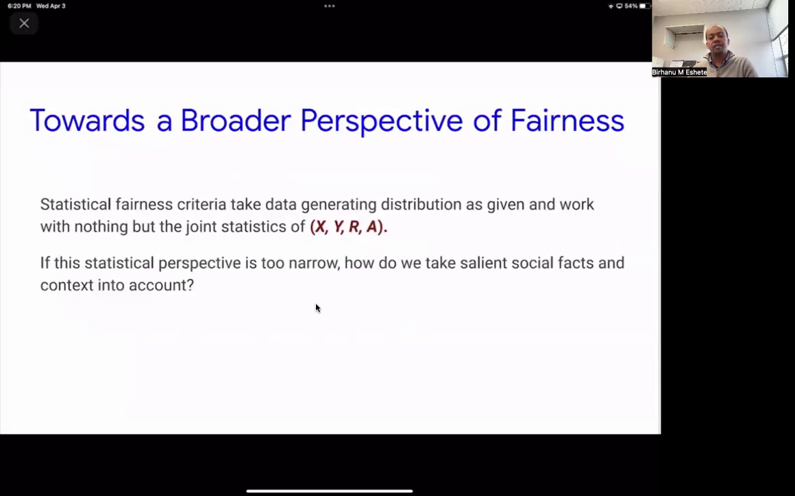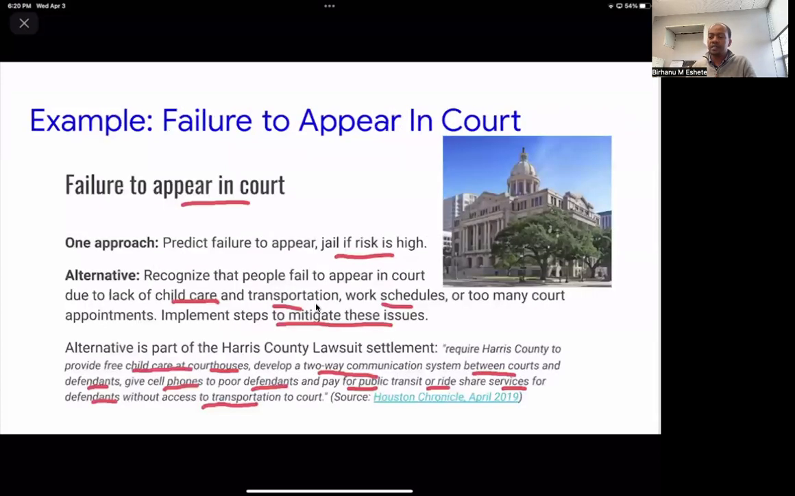Okay, so that brings us to shifting towards what we call a broader perspective of fairness beyond just the statistical fairness criteria. The statistical fairness criteria is narrow. How do we take salient social facts and context into account, right? What happened here is taking context and salient social aspects into account and coming up with a solution that is not technical, but even better than the technical solution.